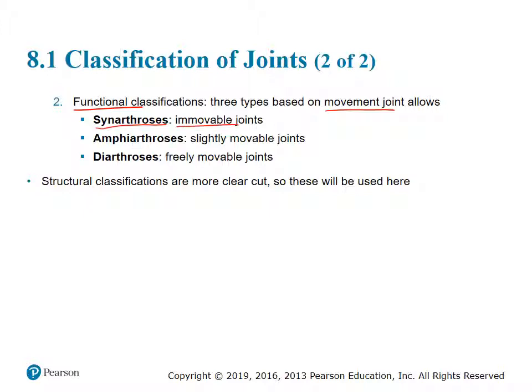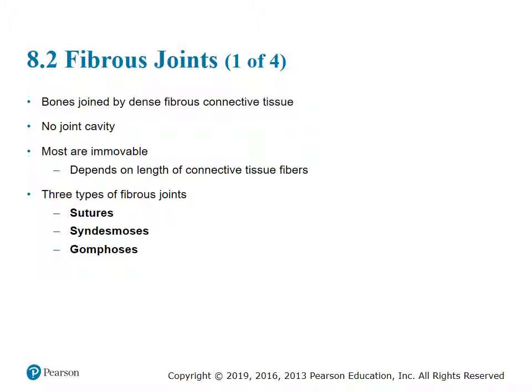Synarthrosis is an immovable joint. So we have joints in our body where two or more bones put together don't move. Amphiarthrosis, slightly movable, and diarthrosis, freely movable. Okay? So immobile, slightly movable, freely movable. We'll look at each one here in just a second. So going back to the structural joints, we'll start by taking a look at the fibrous joint first. These bones are joined by dense fibrous connective tissue.